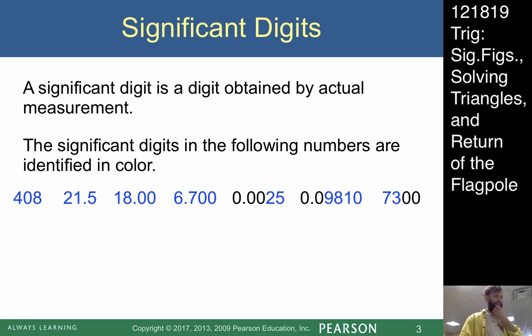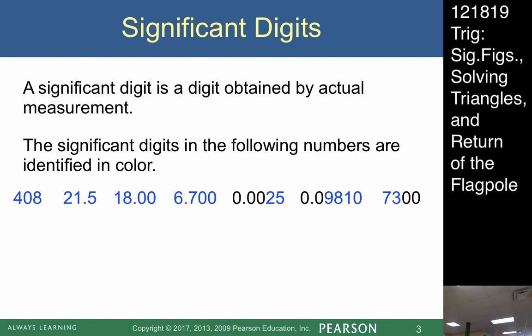And so, like in the number 7,300, these zeros aren't giving you actual information, right? It's the 7 and the 3 that I know are giving me actual information. 408, so there's 3 sig figs here. 21.5. Oh yeah, it's when the zero is in between two numbers. Right. Like these don't mean anything. These zeros don't mean anything.